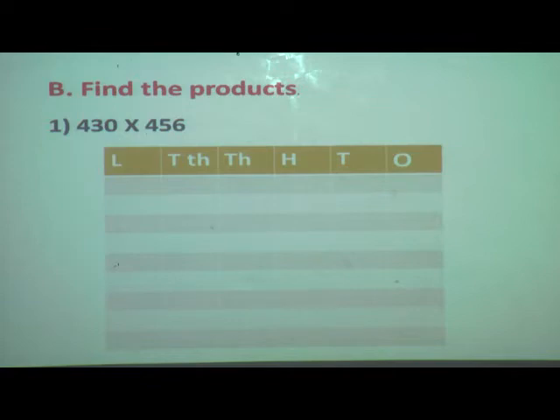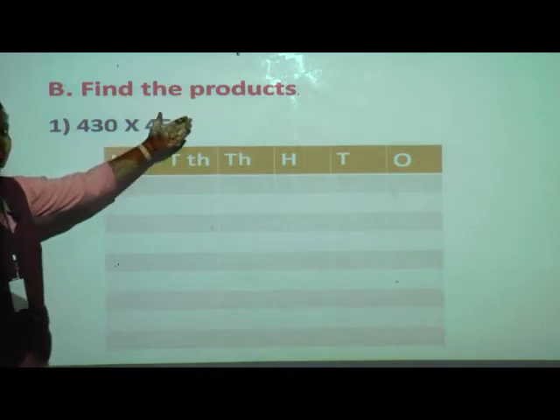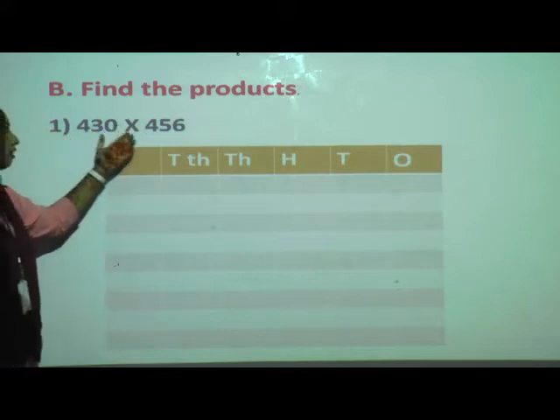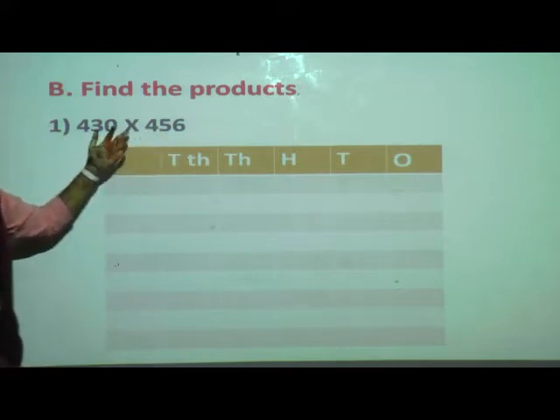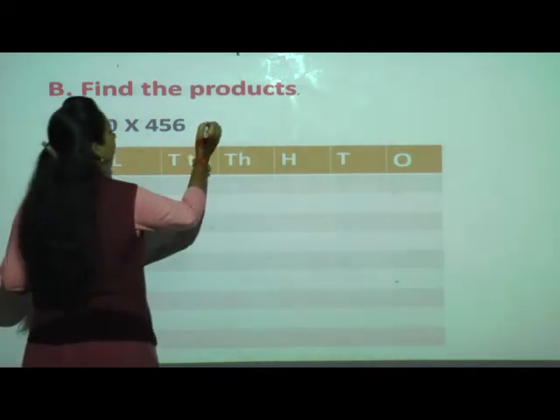Now question number B, same exercise 3.4. What is the B question? Find the products. Products means nothing but answer. Which products do we have to find out? The question given is 430 multiplied by 456. We have to find the product.